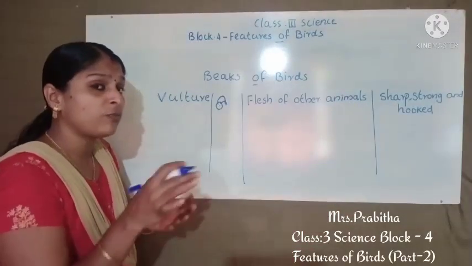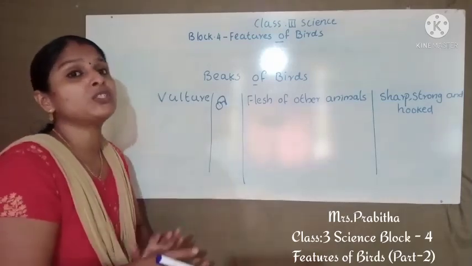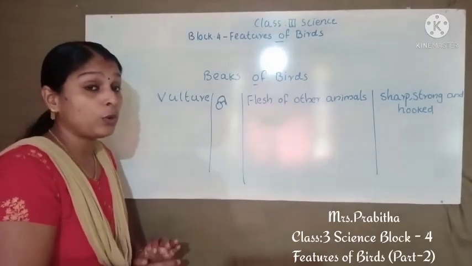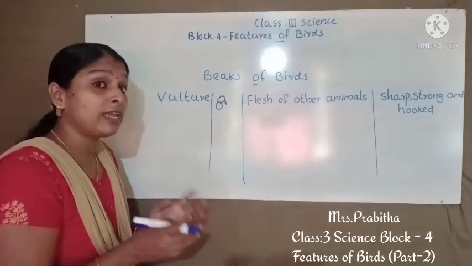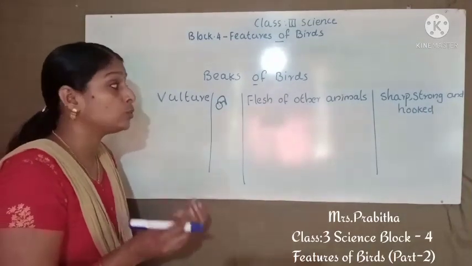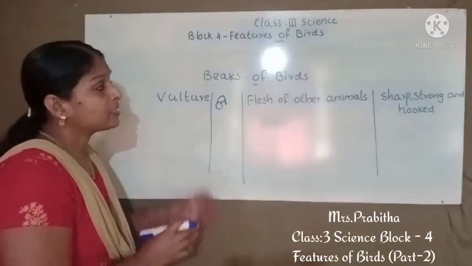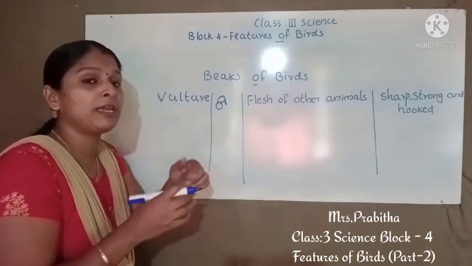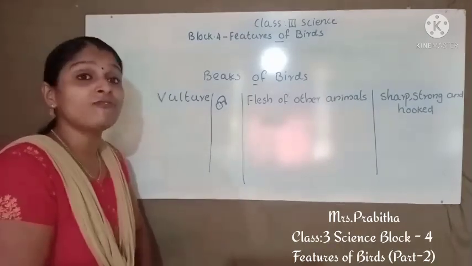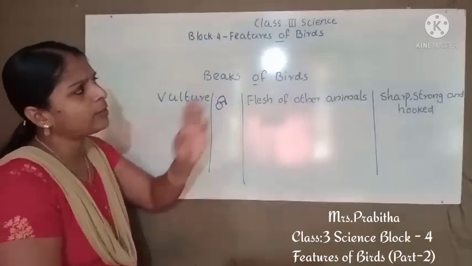How does this type of beak help the bird? It helps the bird to tear the flesh of animals. We know vultures eat flesh of other animals, isn't it? The same way eagle also eats flesh of small chicks. So this sharp, strong and hooked beak helps them to tear the flesh of other animals.